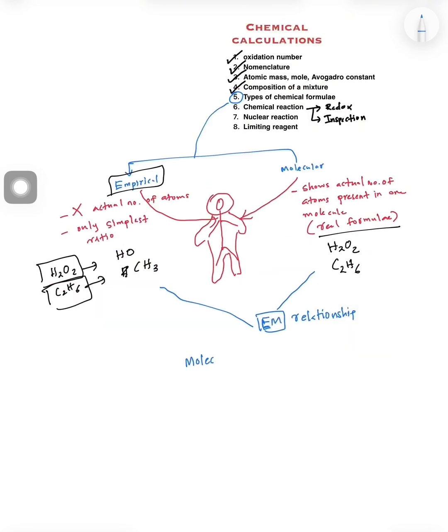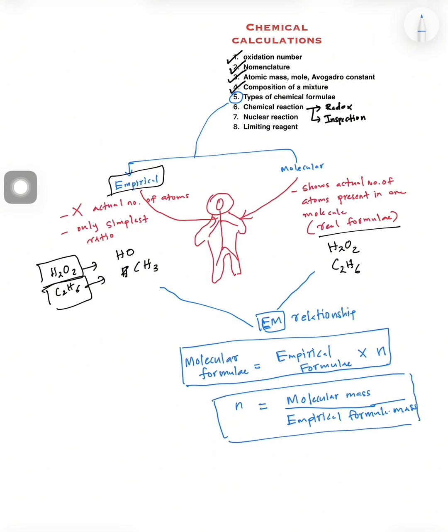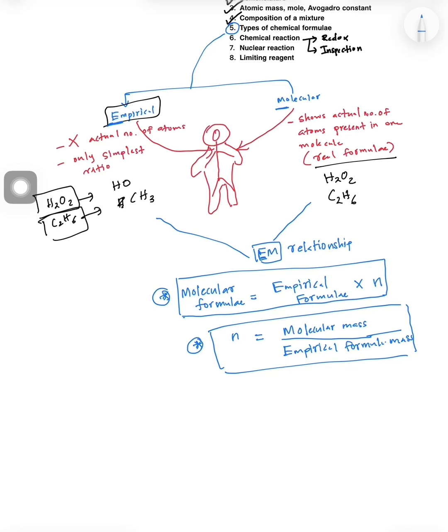Molecular formula is equal to empirical formula into N. N is equal to molecular mass over empirical formula mass. These two equations will be useful when you come across questions. It's just like a shortcut or something.